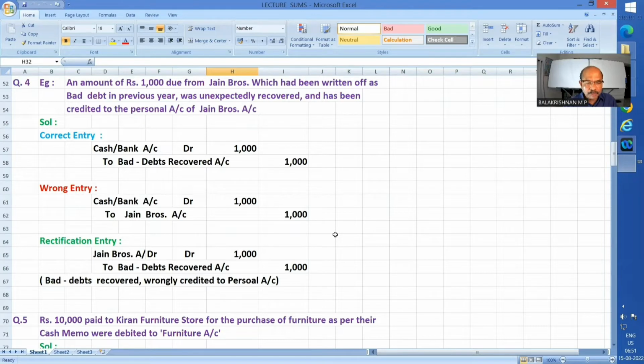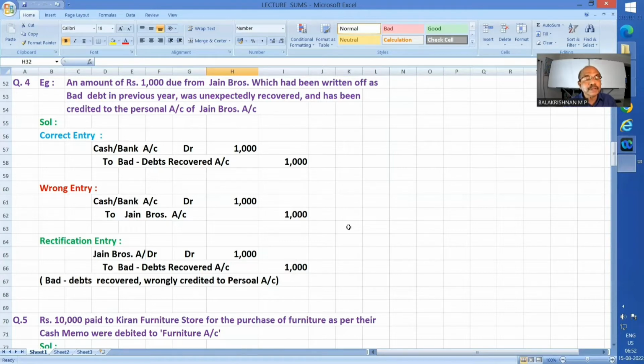An amount of ₹1,000 due from Jain Pradesh, which had been written off as bad debt in previous year, was unexpectedly recovered and has been credited to the personal account of Jain Pradesh. Bad debts written off in the past. At the time of writing off bad debts, I had already eliminated Jain Pradesh from the books of accounts. The entry passed at that time was bad debts to Jain Pradesh account, who had a debit balance and had credited him, and he had been eliminated from the books of accounts. One fine morning, the gentleman says, well, I'm giving you the money. I'm a gentleman. I want to give you the money. Okay, good news. Give it to us.